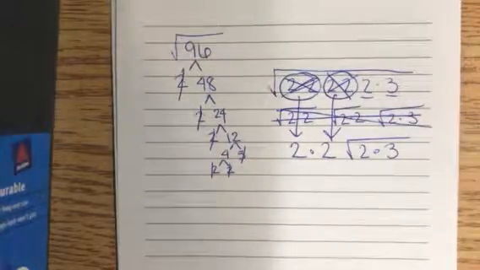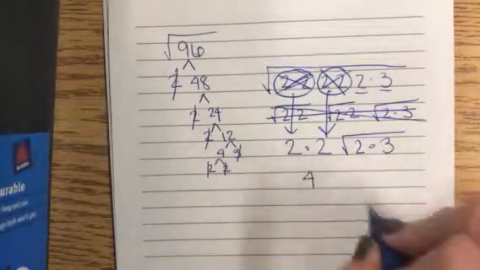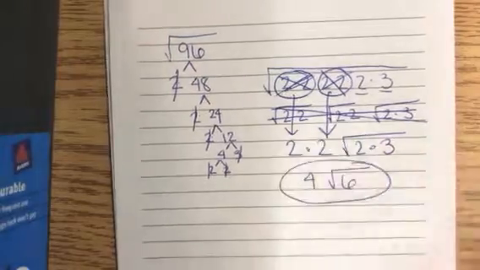Okay, and then anything that's in the same location, we're going to multiply. So the 2 and 2 both came out, which makes it a 4. I'm going to multiply those. The 2 and 3 both stay in, so I'm going to multiply those, which makes it a 6.